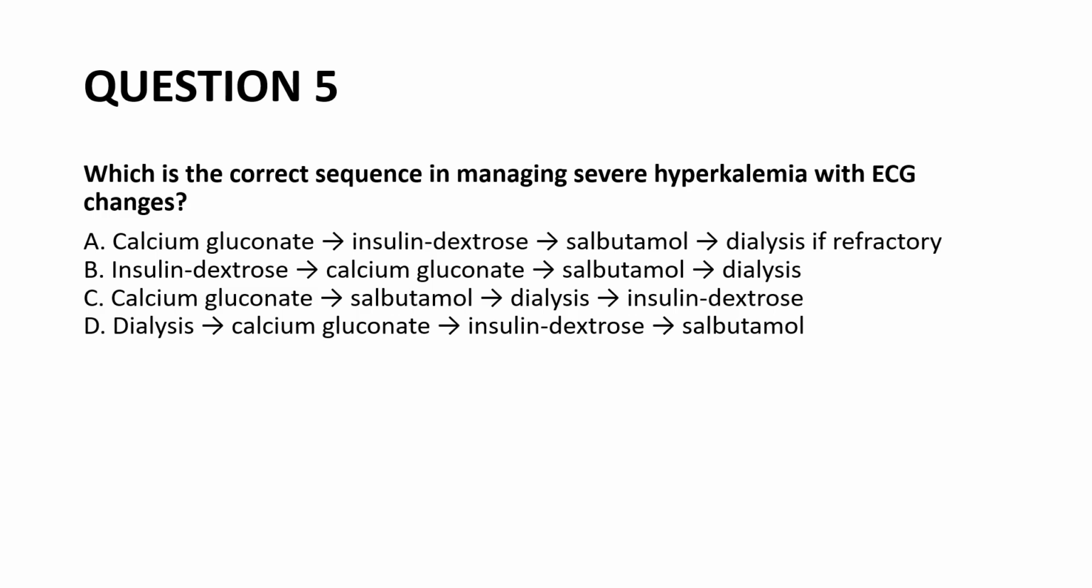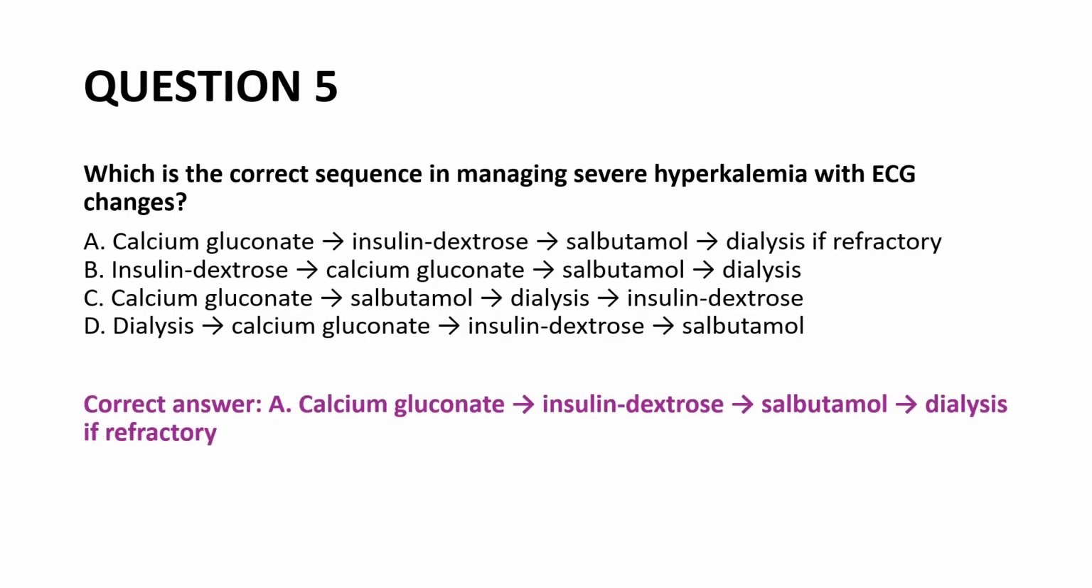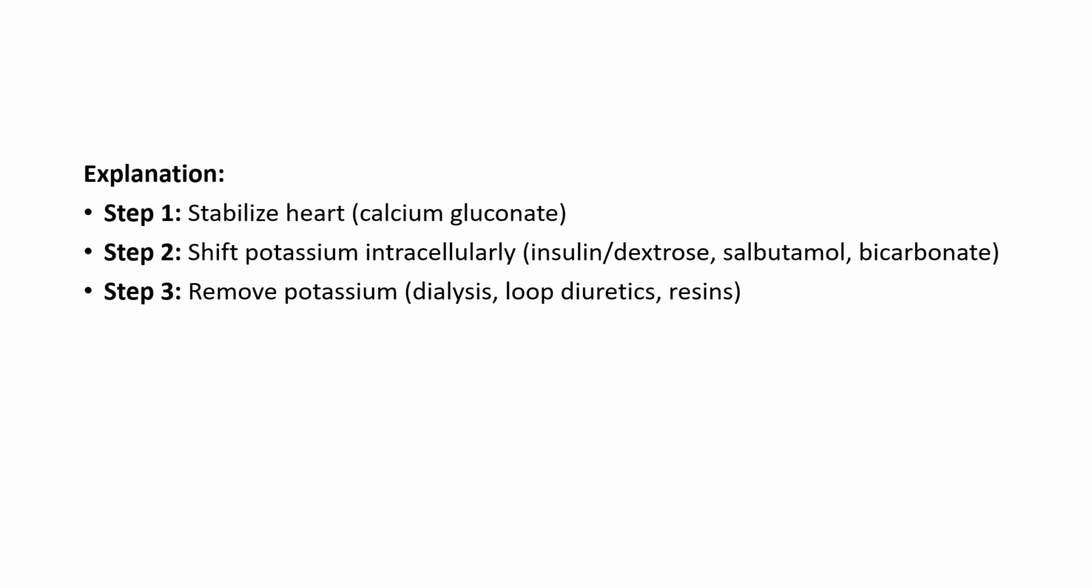The correct answer is calcium gluconate, insulin dextrose, salbutamol, dialysis if refractory. Management of hyperkalemia is stepwise as we previously noted. You start with stabilizing the cardiac membrane. That's the role of calcium gluconate. Shift potassium into the cells. Insulin with dextrose, salbutamol will do this. Remove potassium from the body. Dialysis if refractory. Loop diuretics, potassium binders, that's the resins. Always stabilize first before lowering potassium levels.